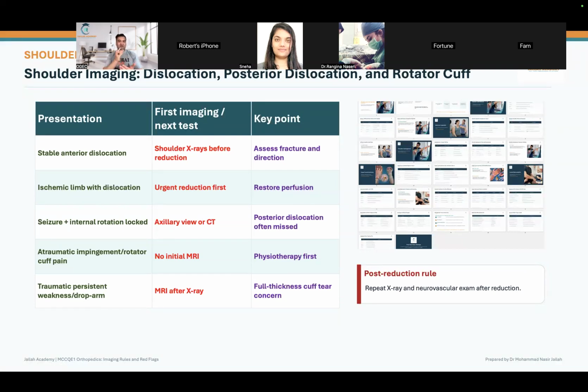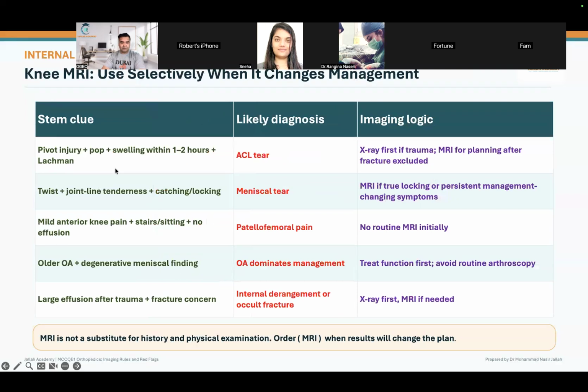Why after X-ray? Because first there is a trauma. When there is a trauma, I have to rule out the fracture and then dislocation. And then I do the MRI because the X-ray is not going to help me with these tears and ruptures. X-ray is going to help you with the fracture and dislocation. MRI is going to help you with the rupture or tears. Post-reduction rule: repeat X-ray and neurovascular examination after reduction, always.